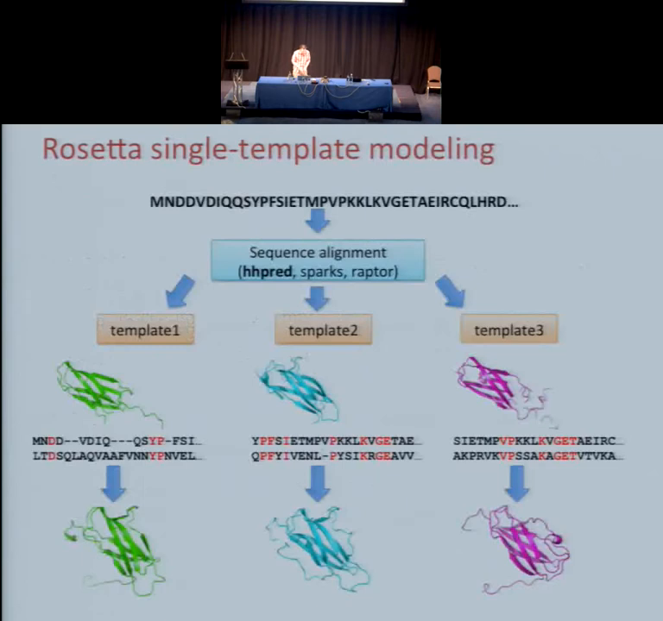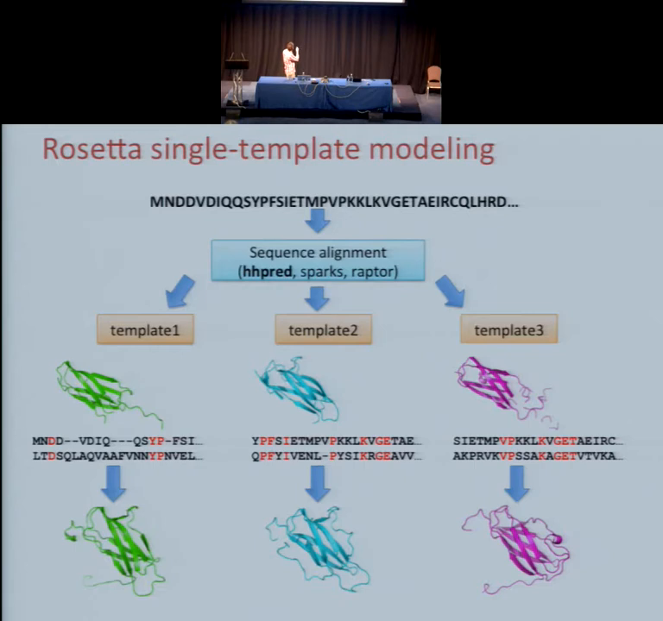So the way that Rosetta homology modeling works, and in fact this is the way that MR Rosetta also builds models into density, is that given the amino acid sequence of our protein, we do a simple sequence alignment, and so generally use HHpred. For distant cases, alternate alignment methods like Sparks and Raptor are really good at identifying and aligning to very distant homologs. But HHpred is generally very, very good.